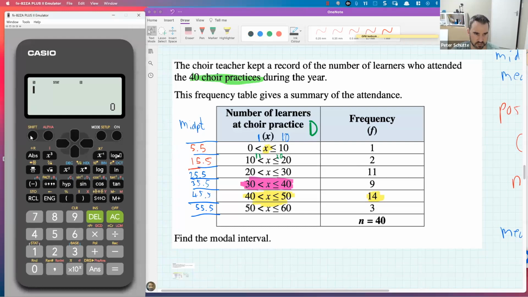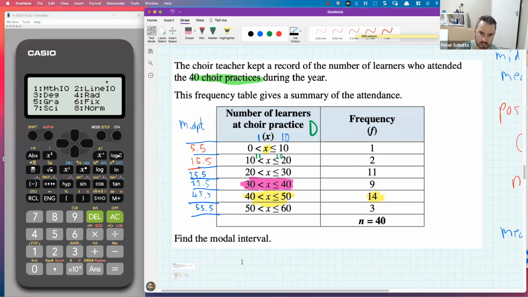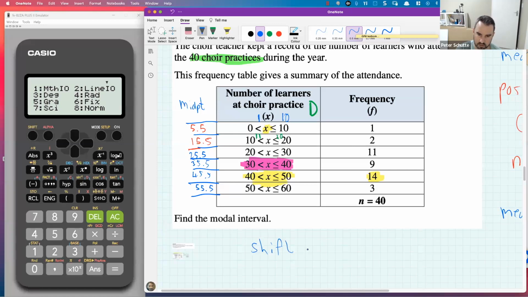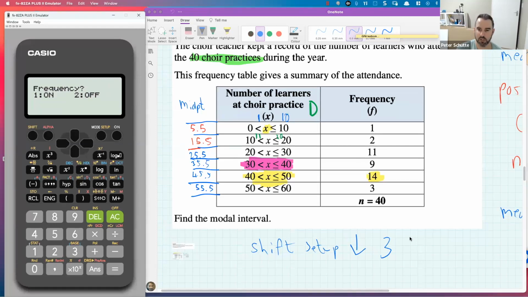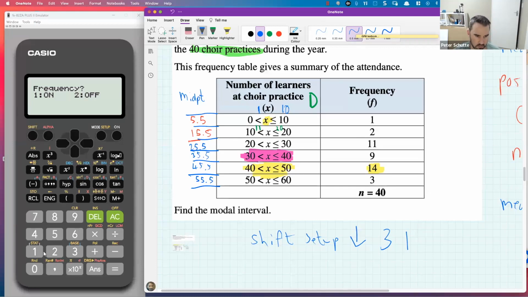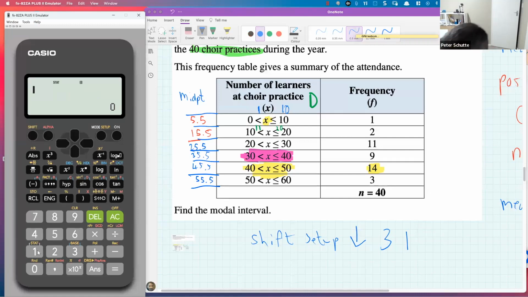So what you do is you go shift, setup, and you get the screen which has nothing on it that can help you. But if you click down, you get to a new menu which has a stat button there. So I'm going to do it again so that you can all join me. To turn the frequency column on, you go shift, setup, and then I have to go down arrow. Then I'm going to hit the button for three, which is stat on my calculator. And then I'm going to hit the one for frequency on. Give me a thumbs up if you have done that bit, that you've turned your frequency column on.